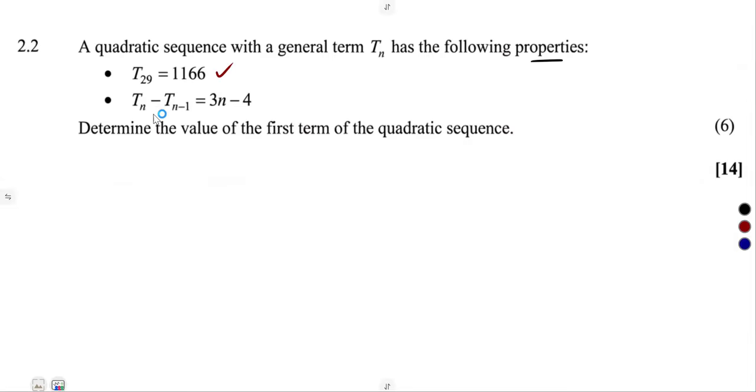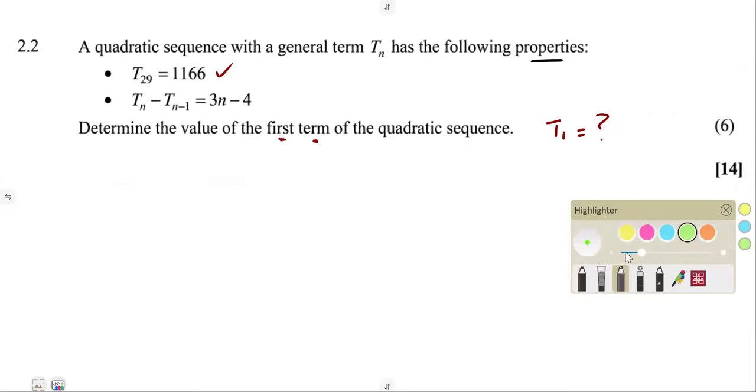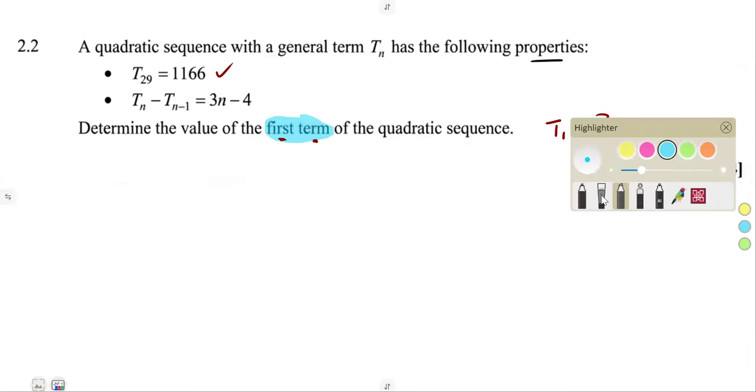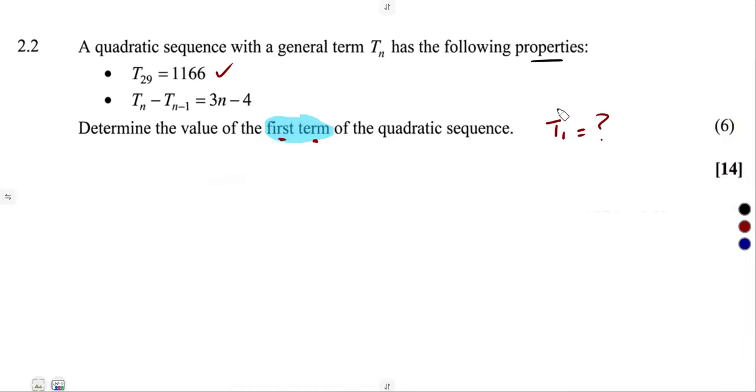Tn minus Tn minus 1 is 3n minus 4. Determine the value of the first term, T1. We do not know T1, and we must calculate the first term of the quadratic sequence. This type of question has so many ways of answering, but I just want us to use the basics that we are used to.